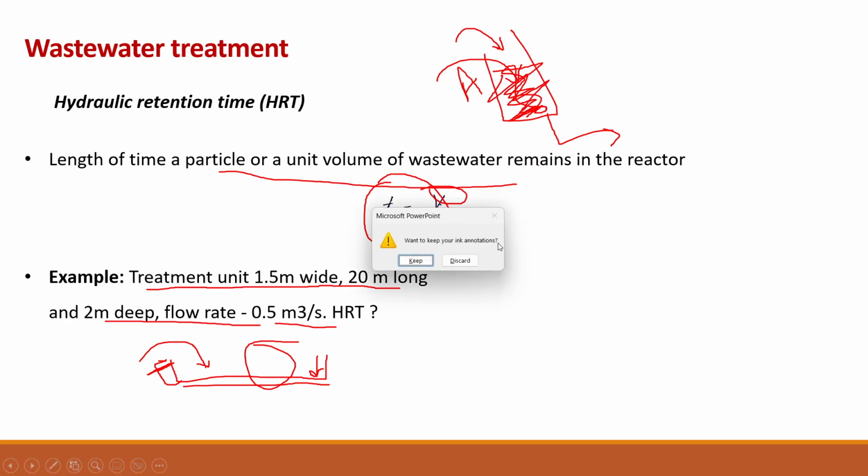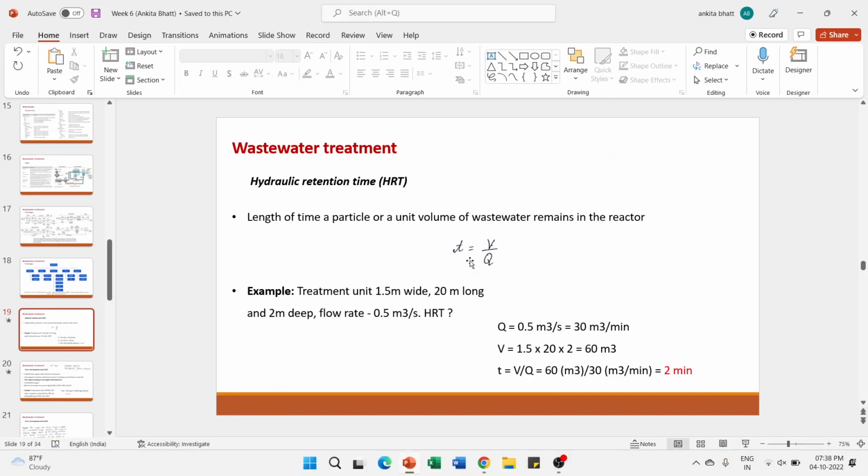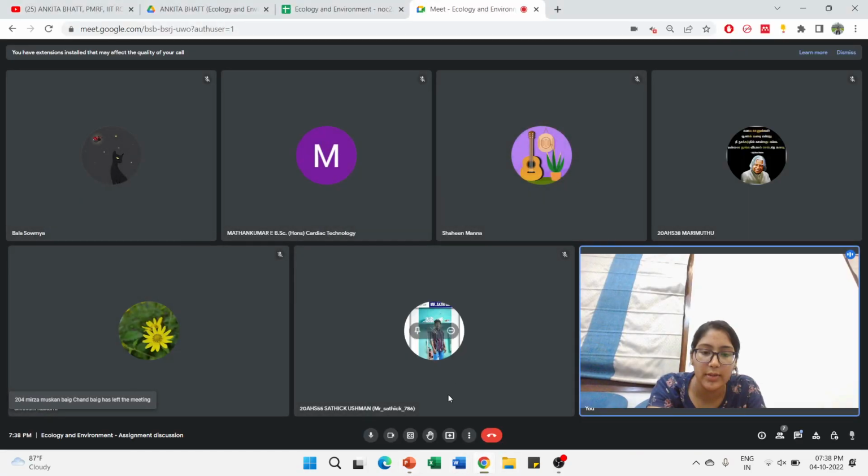So you have a treatment unit which is 1.5 meter wide, 20 meter long and 2 meter deep. What will be the flow rate?